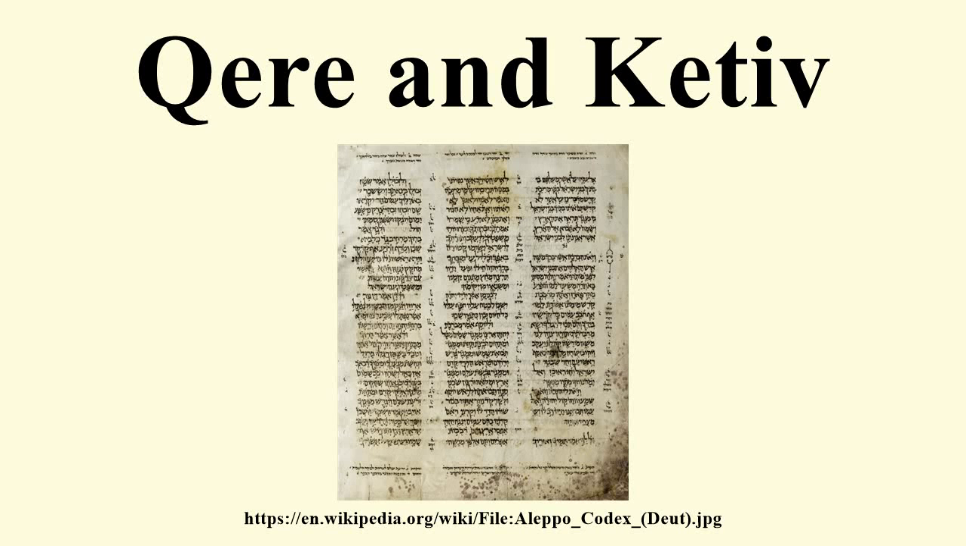Qere and Ketiv, from the Aramaic Qere and Ketiv, refer to a small number of differences between what is written in the consonantal text of the Hebrew Bible, as preserved by scribal tradition, and what is read. In such situations, the Qere is the technical orthographic device used to indicate the pronunciation of the words in the Masoretic text of the Hebrew language scriptures, while the Ketiv indicates their written form, as inherited from tradition.